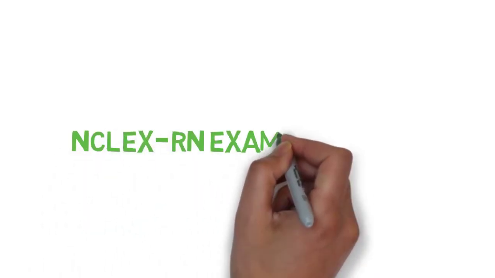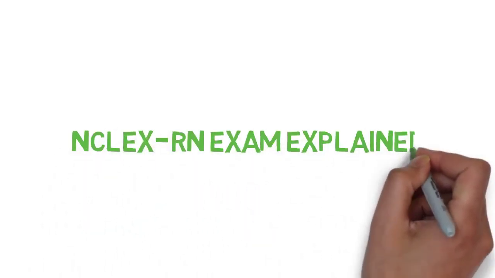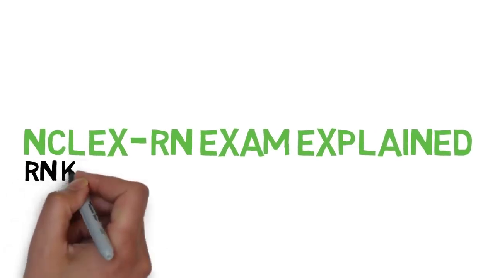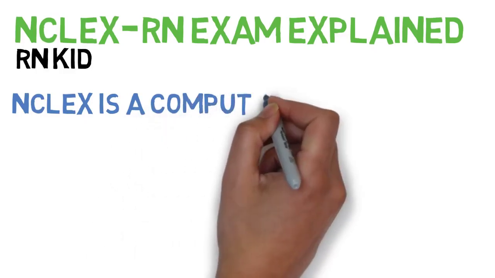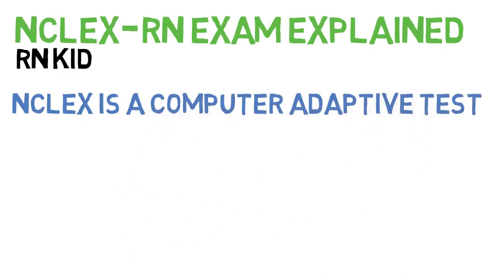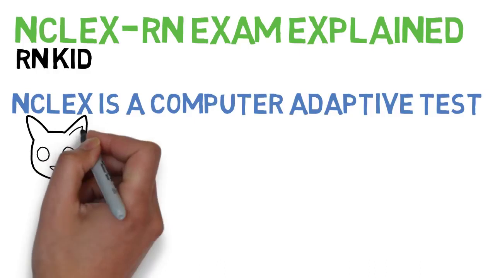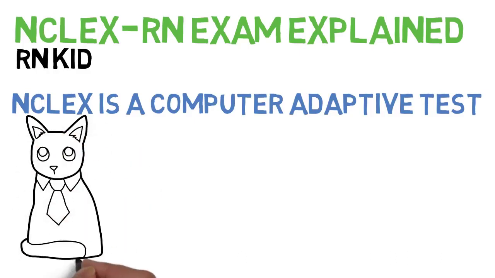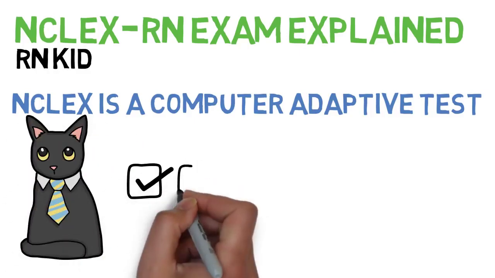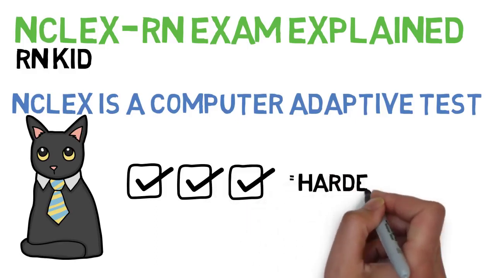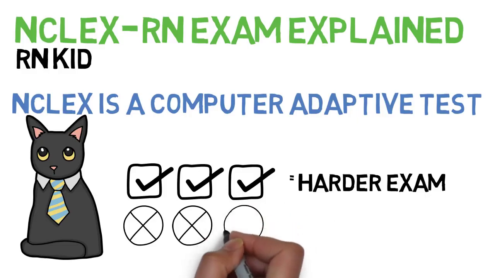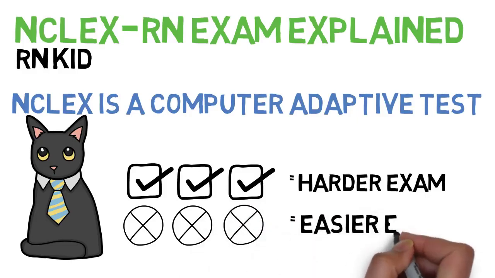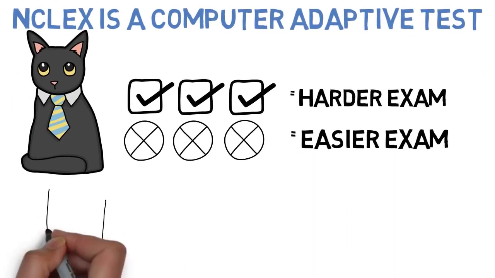In this video, I'm going to be talking about how the NCLEX RN exam actually works and answering some of the most common questions. Let's get started with how the exam works. The NCLEX is a computer adaptive test, also known as a CAT. This means that the test modifies itself based on how well or how poorly you are doing. The more questions you get correctly, the harder the exam questions get. The more questions you get incorrectly, the easier the questions get.